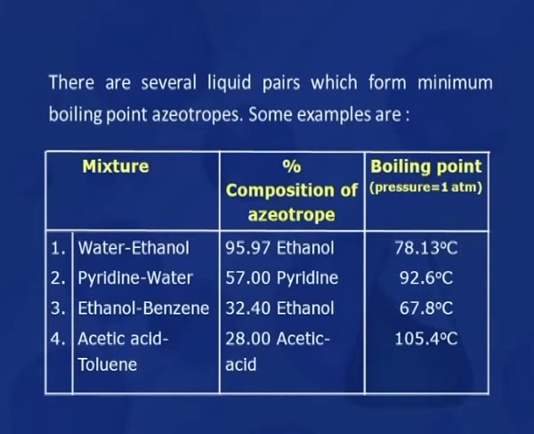Ethanol and benzene also show this type of azeotropic solution. In this solution, 32.4% ethanol is taken and it boils at 67.8 degrees Celsius. Acetic acid and toluene also form a minimum boiling azeotropic solution and it boils at 105.4 degrees Celsius with a composition of 28% acetic acid.